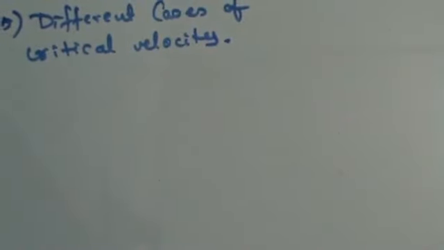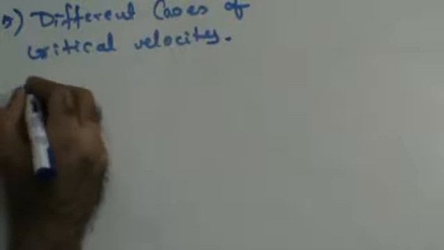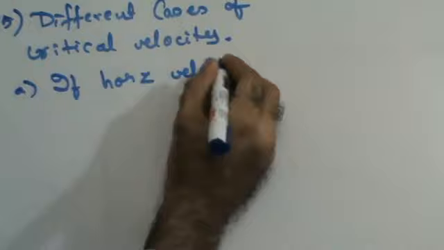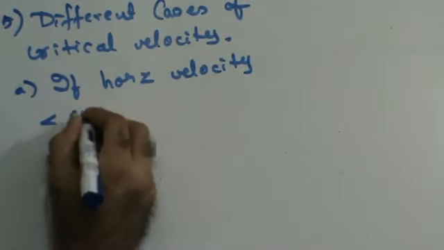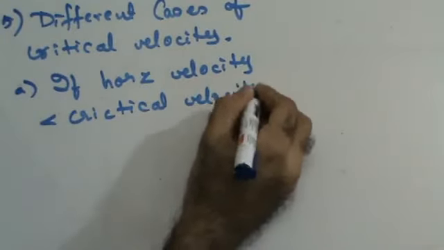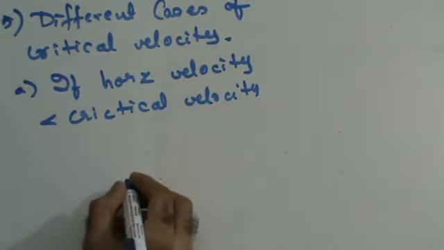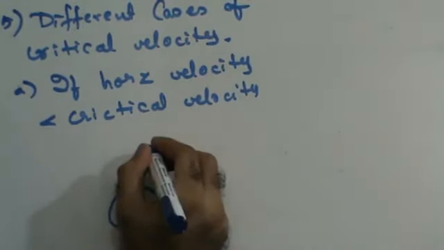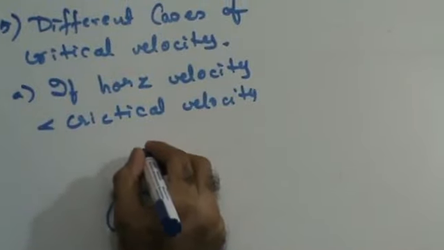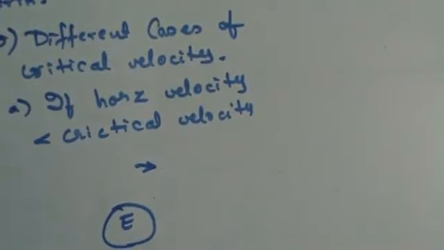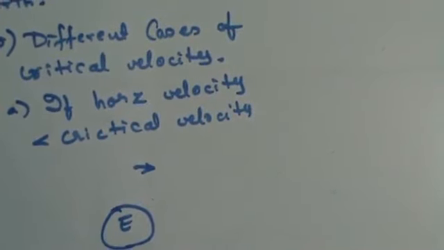First case, let's assume that the horizontal velocity provided to the satellite is less than the critical velocity. You have Earth, and this is your satellite which is supposed to revolve in this orbit, right? Now it has to be provided with the necessary horizontal velocity so that it keeps revolving in that orbit.